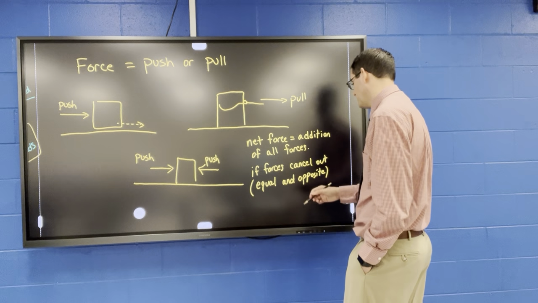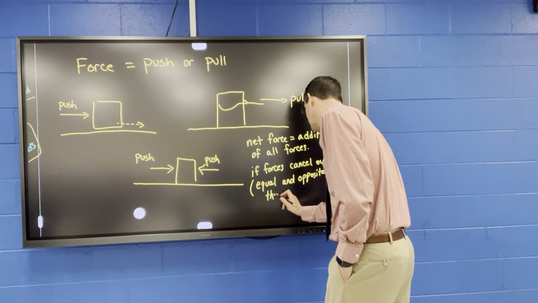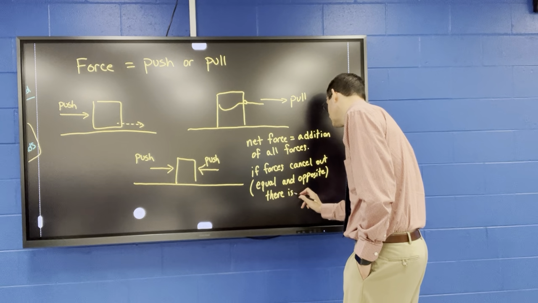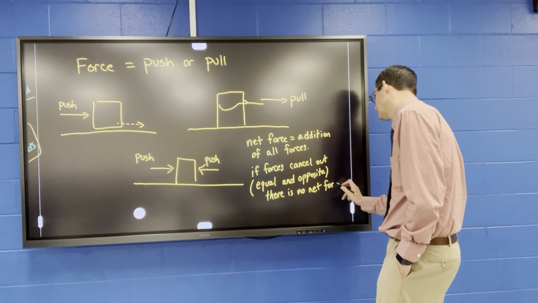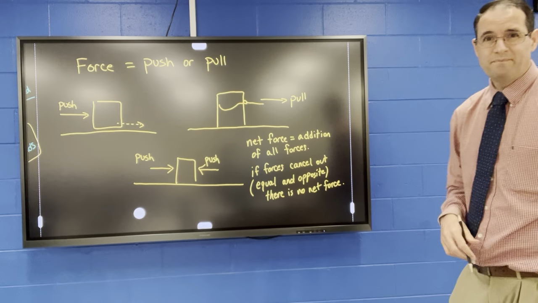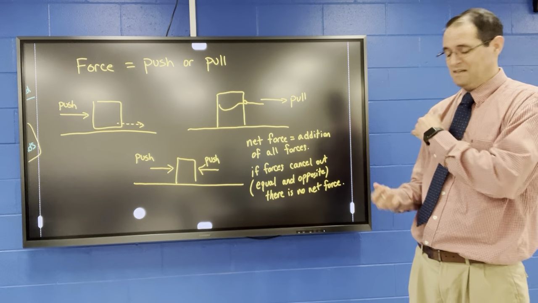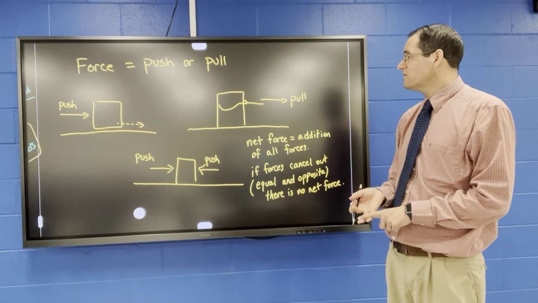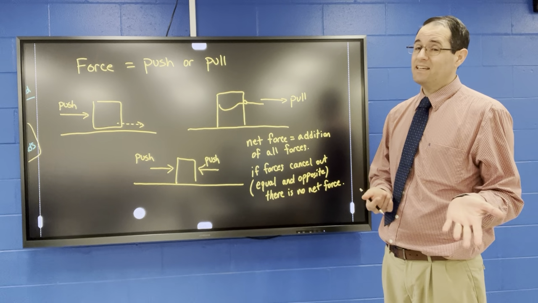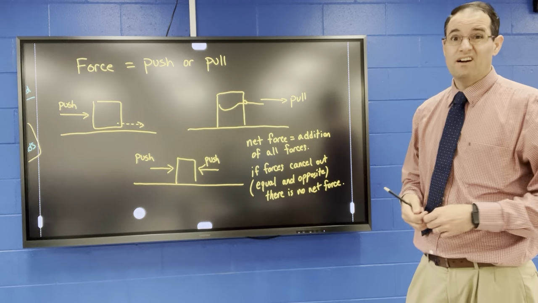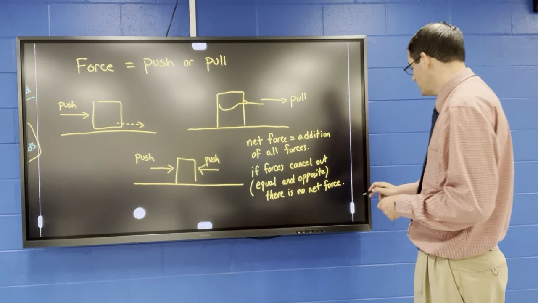We say there is no net force. So that's the first kind of idea. You have pushing and pulling forces. You have net forces, and sometimes they can cancel out. If they all cancel out, you have no net force.